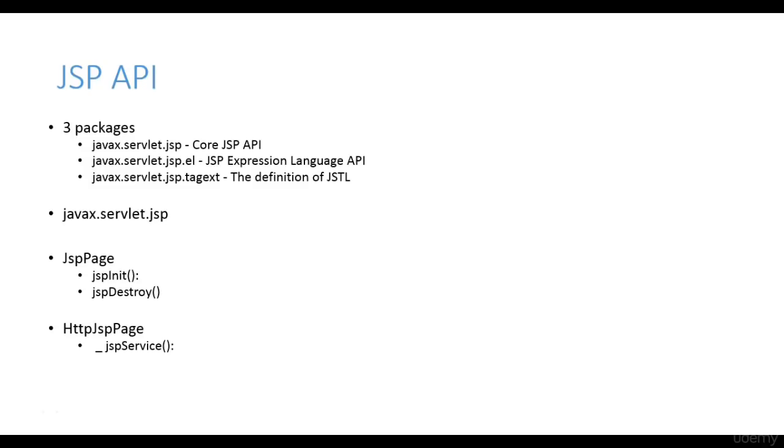The JSP API consists of three packages, which are javax.servlet.jsp. This contains classes and interfaces for the core JSP API, and the second package is javax.servlet.jsp.el, which contains classes and interfaces for the JSP expression language API. So you see, that's where the .el is coming from. EL stands for expression language. And the third package for JSPs is javax.servlet.jsp.tagext. This package contains classes and interfaces for the definition of JavaServer Pages tag libraries, or more commonly called JSTL.